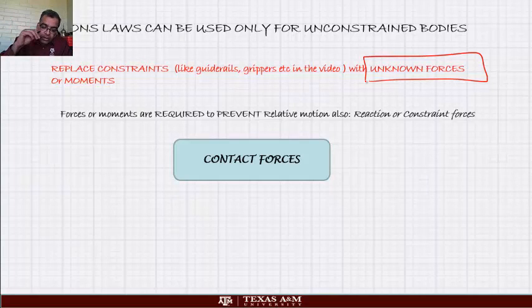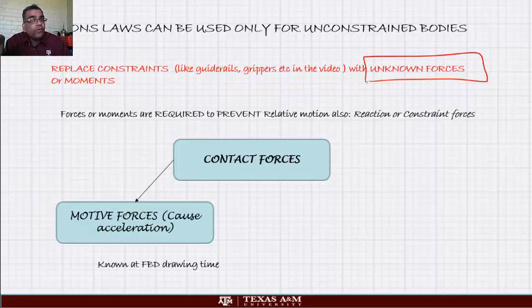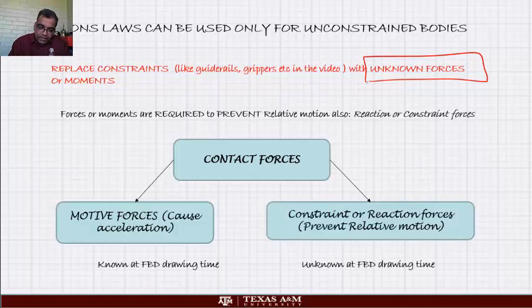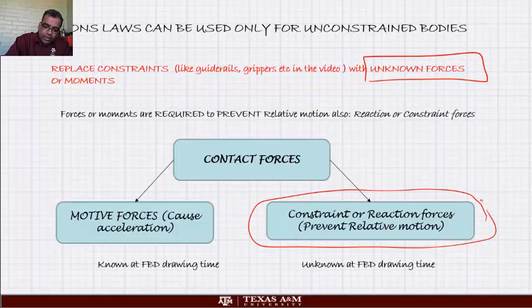Okay, so contact forces, forces that contact the body, are divided into two kinds. Motive forces, things that cause the body to move. This is what we mean by external forces. For example, when I throw the frisbee, the force of gravity is the motive force because it's causing it to accelerate. Same with the drag force. Then we have constraint or reaction forces or restraining forces. Their task is different. They prevent relative motion. So these are causing accelerations and these are preventing relative motion.